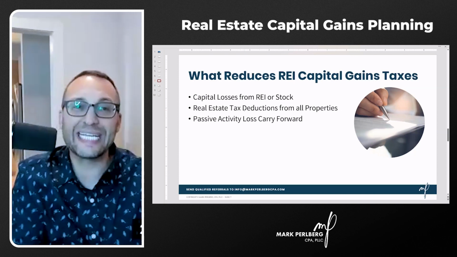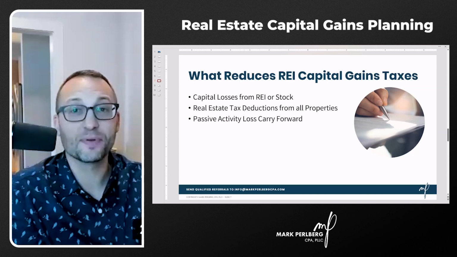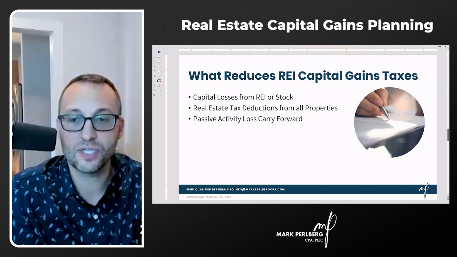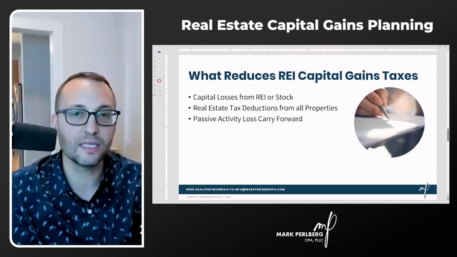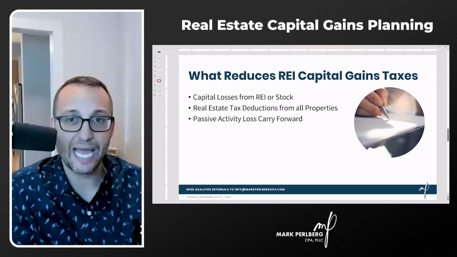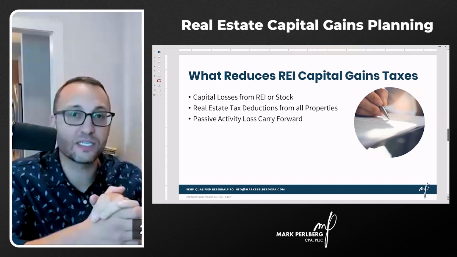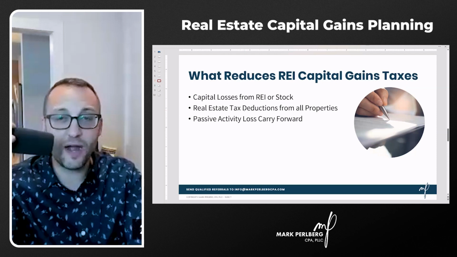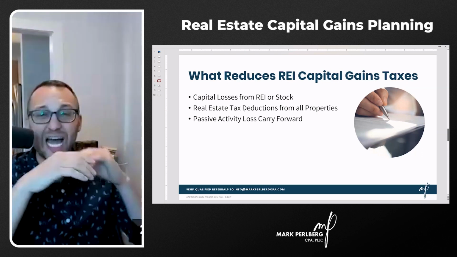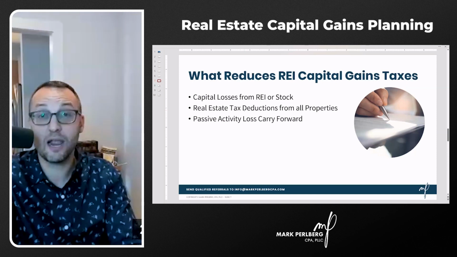Real estate tax deductions from all of your properties will typically offset the capital gains on the sale of any single property. So if we have one property that is selling for a profit and we have capital gains, we may find that if the other properties are operating at a loss, some of those tax deductions will actually come through and offset the taxation or eliminate the taxation on your capital gains. And then finally, there's another topic here that a lot of people fail to consider. We also see a lot of errors on tax returns, and that has to do with passive activity loss carryforwards.